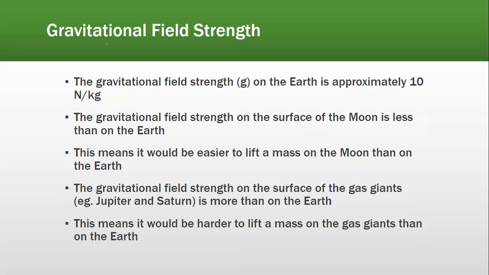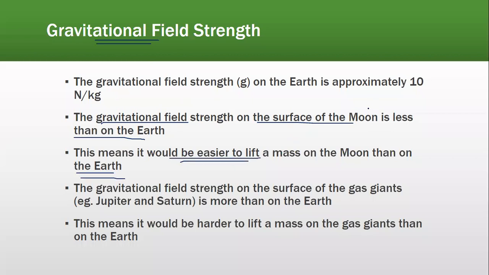So if we talk about the gravitational field strength, ये क्या चीज है? The gravitational field strength g on the Earth is approximately 10 Newton per kg. The gravitational field strength on the surface of the moon is less than on the Earth. This means it would be easier to lift a mass on the moon than on the Earth.